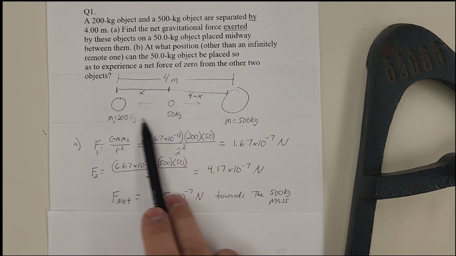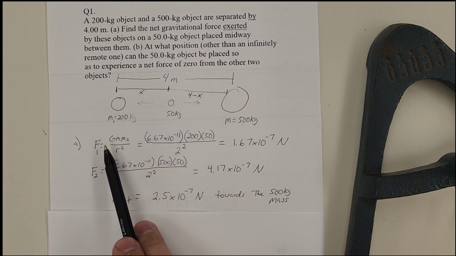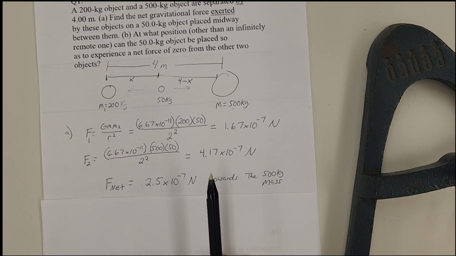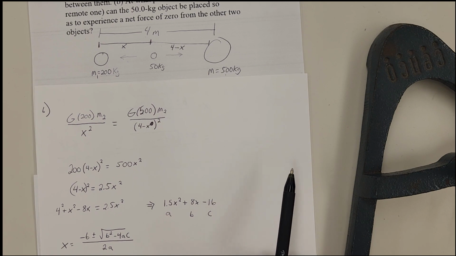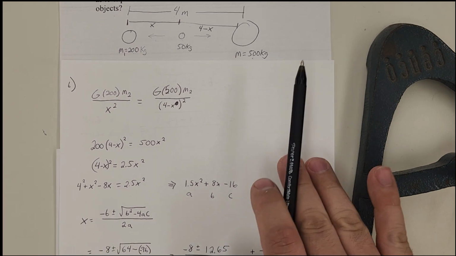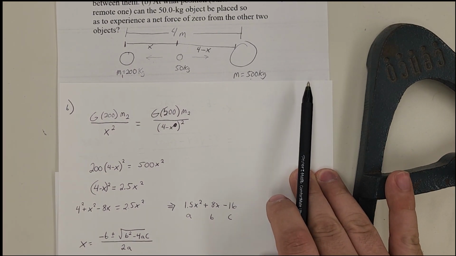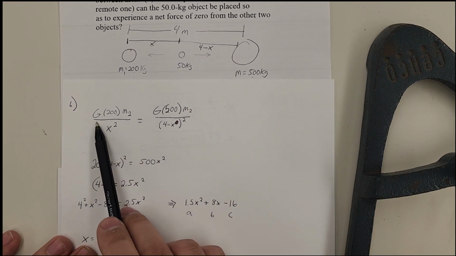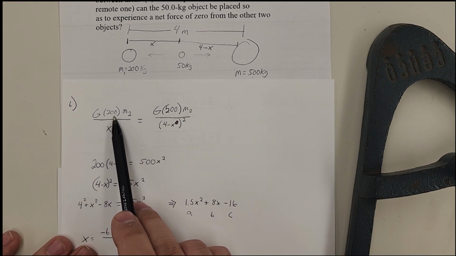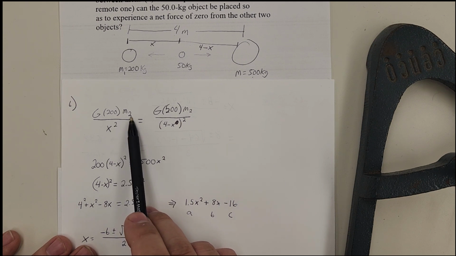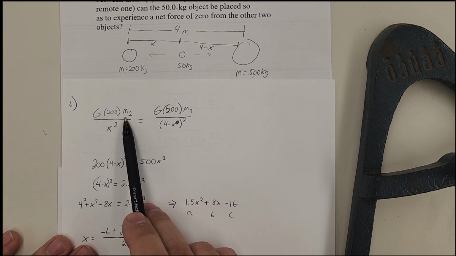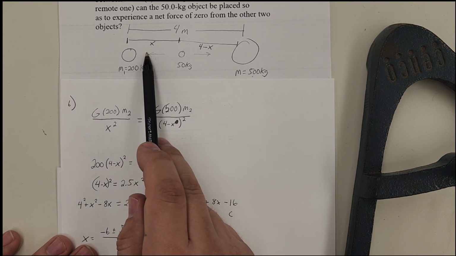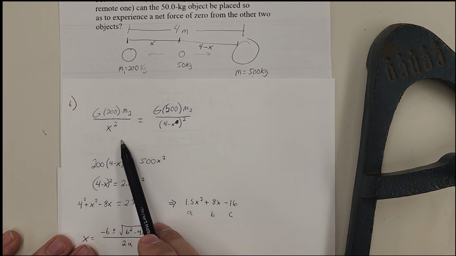Okay, so now that we have that, what we want to do is set these two equal to each other, because we want them to cancel. So I've got that here on another paper. This one was a bit long, and I've already done it out to save some time, because it's going to be a long video already. So I have the two equations. I have G, m1, which was 200, and I have m2, which is the 50. Okay, so I left G and I left m2 alone.